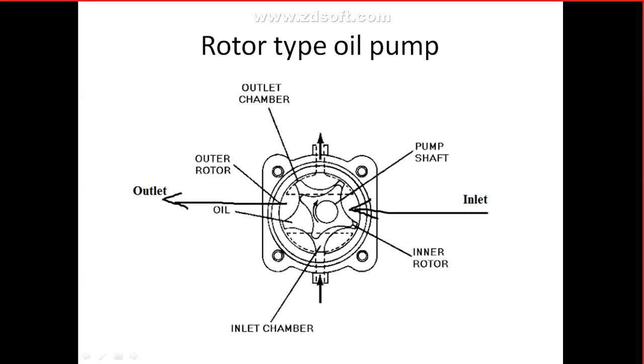First oil enters into the inlet and it enters the inlet chamber. When it is rotating, it is transported from the inner rotor to the outer rotor. From the outer rotor it comes to the outer chamber. From the outer chamber it will be delivered at a high pressure. Like this the rotor type oil pump works.